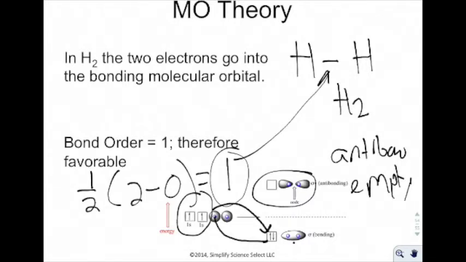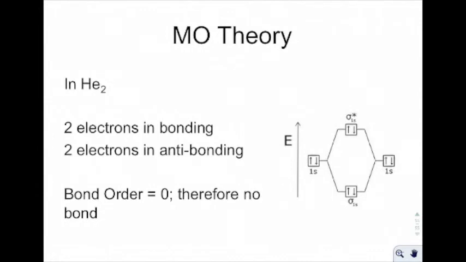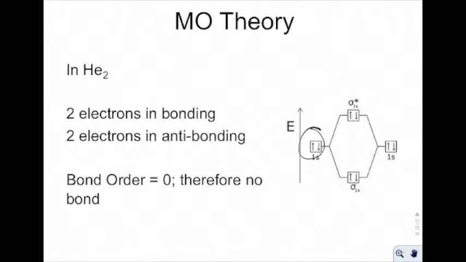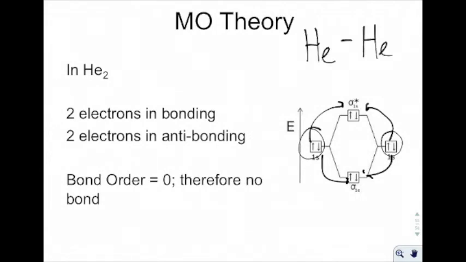That indicates there's one bond between these two hydrogens. Now when I look at helium, I've got 2 electrons in each. They both contribute 1 electron to the bonding orbital and 1 electron to the antibonding orbital. Because of that, there is no net gain in energy. So the atoms tend to not form bonds, and that's why you don't see this in nature. This does not occur.